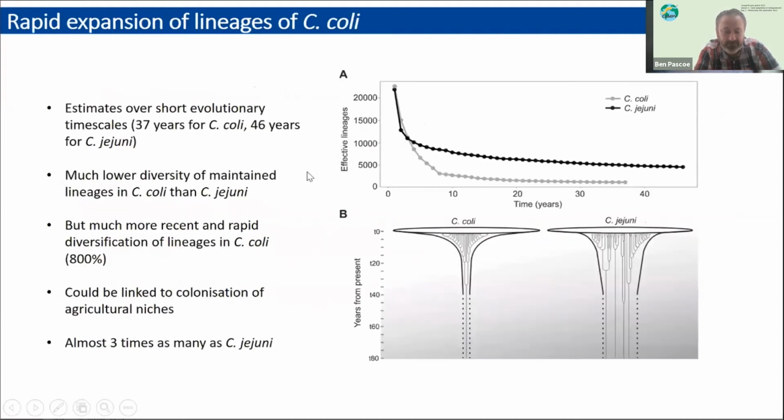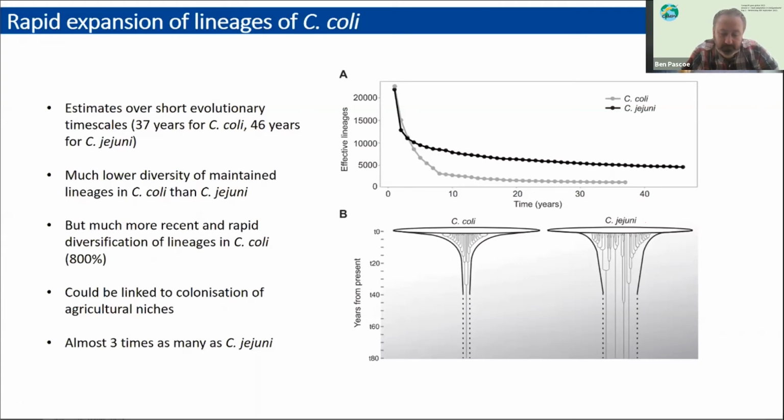And we plotted this number, the effective lineage size number, for both C. jejuni and C. coli. And these are still relatively short timescales of evolution for bacteria, but it was the longest sample time frame that we could achieve. And we can use this to compare differences in diversification or lineage diversity over time for both C. jejuni and C. coli. And we found there to be a much lower maintained number of lineages over time in C. coli than C. jejuni.